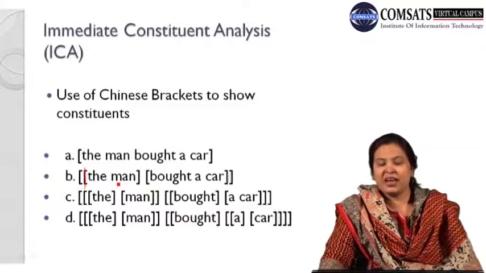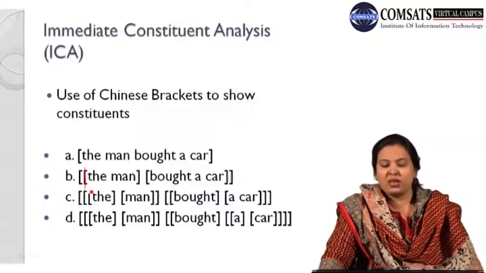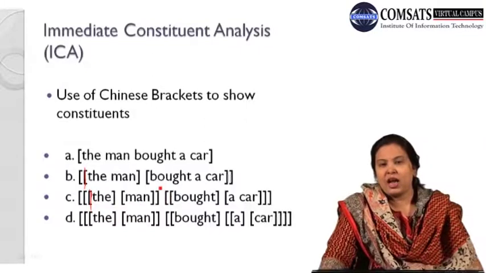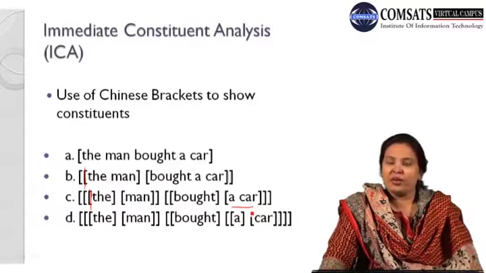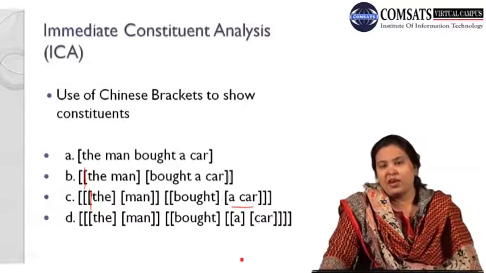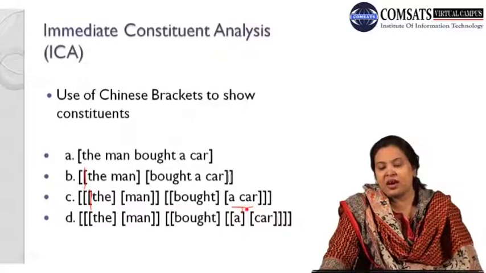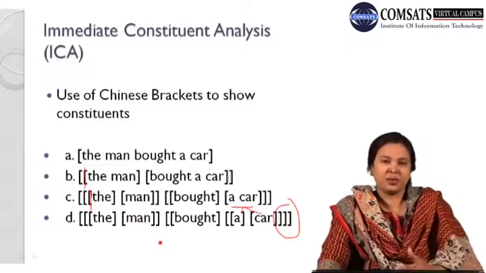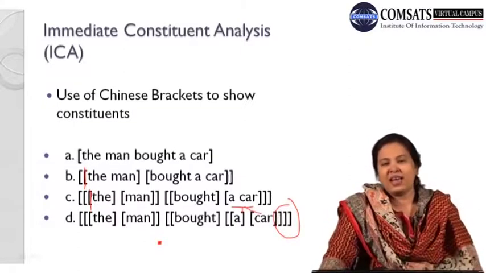Then because "the man" again can be divided into different parts, the third level bracket is used. "The" separate, "man" separate, and "bought a car", again "bought" separate and "a car" separate. But because "a car" is still a combination and we still do not have a single constituent element, another level of brackets is used, where we again divide "a car" into "a" and "car". So this way, 1, 2, 3, 4. If you count on the sides, there are 4 brackets. So we have 4 steps to get this level of analysis.